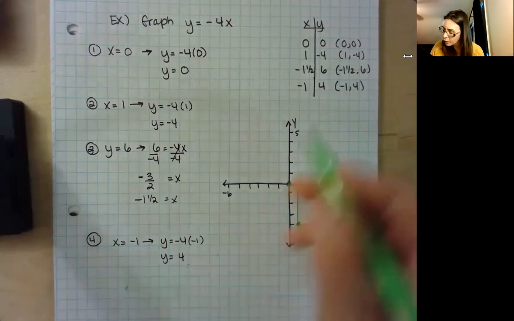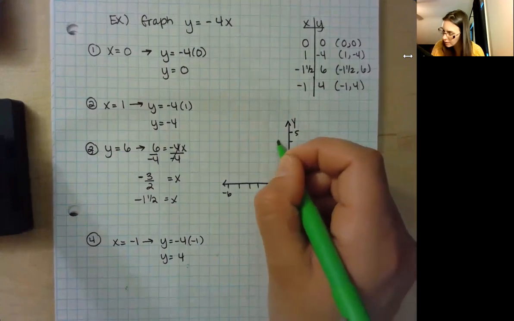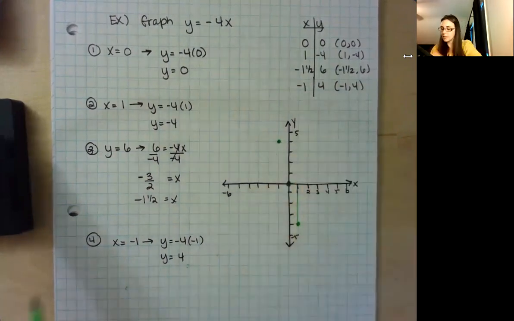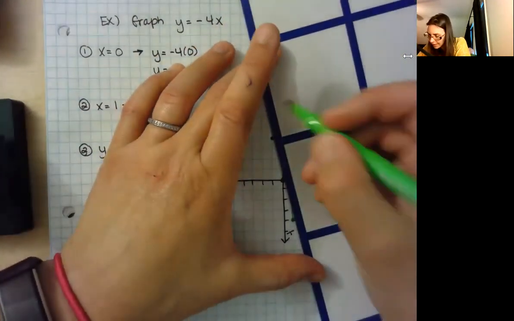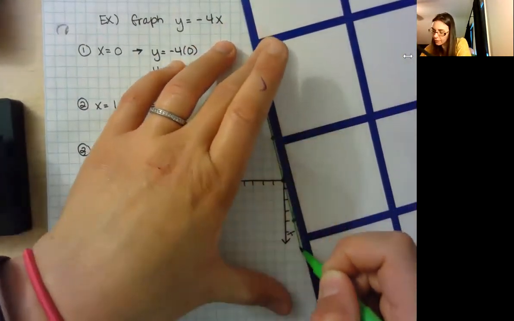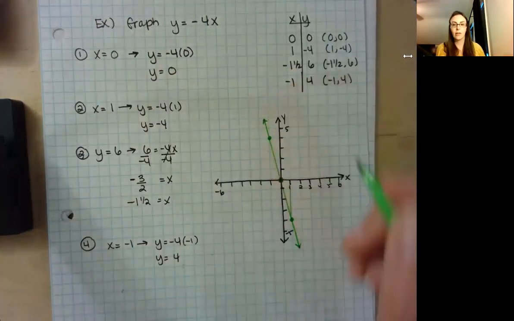And then I have -1, +4. So here's -1, and here is +4. So I'm going to use those 3 points. I can see that they're all on the same line. Again, I really only need 2 of these to graph, but that third one gives me a nice little check to make sure I really do have a line.